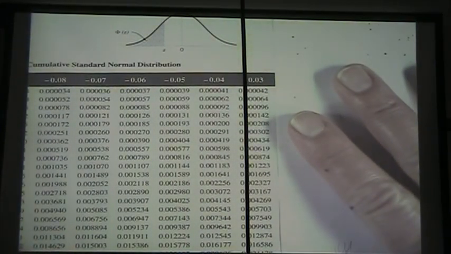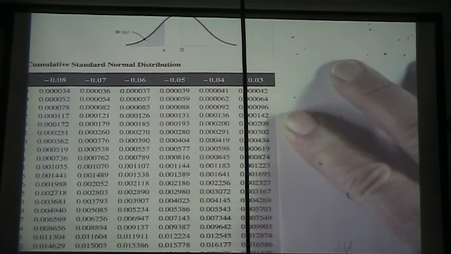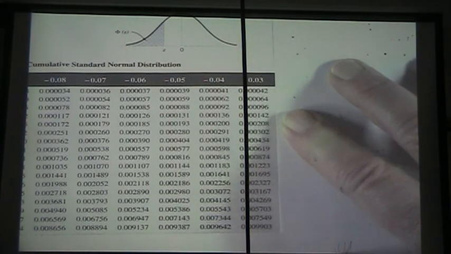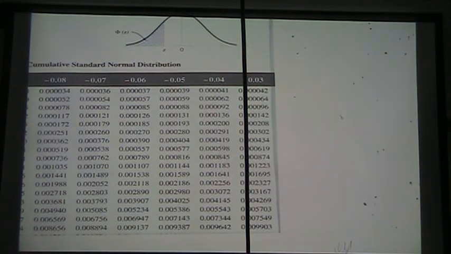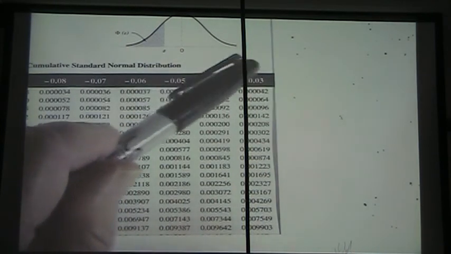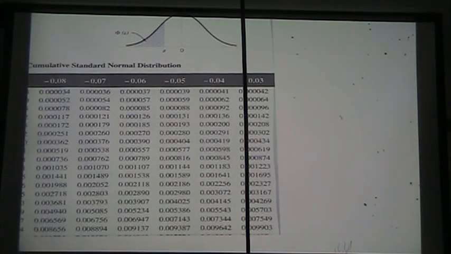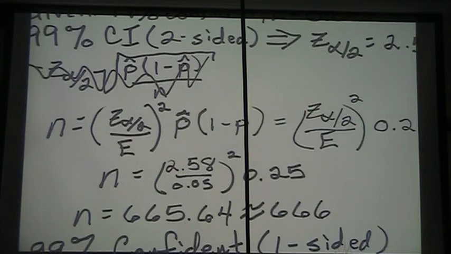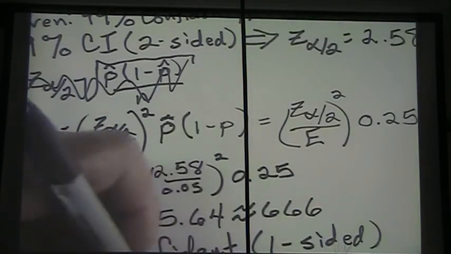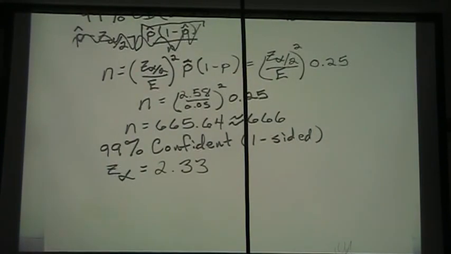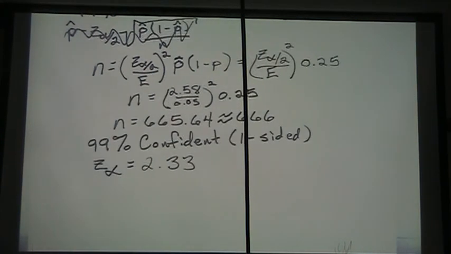All right, so I put my paper for the column, and then I put my paper for the row. All right, so it's negative 2.3 plus negative 0.03. All right, so that's going to be 2.33. Oh, man, now I'm messing things up by being too focused in.